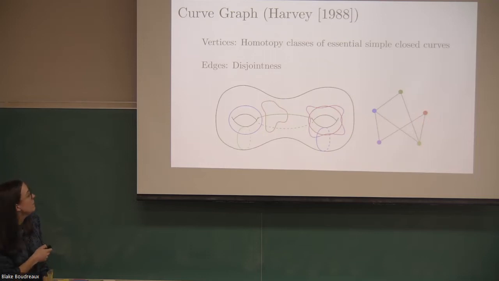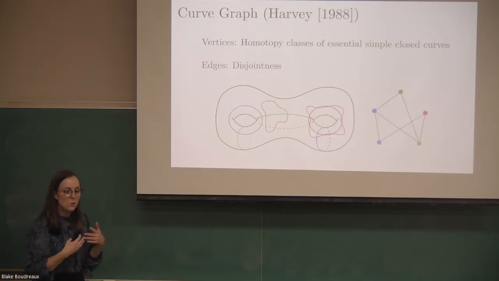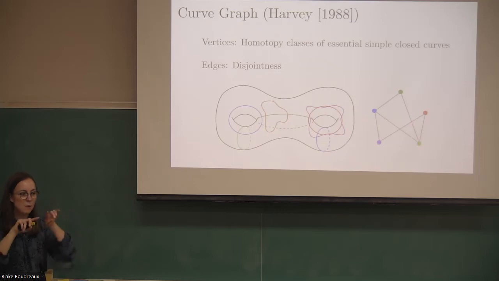And then I'm going to place edges between two vertices if I'm able to realize the curves disjointly on the surface. So what I mean when I say realize is if you just draw two curves on the surface, they might intersect a couple of times, but you might have these little bigons. But if you have a bigon, you can push them apart. Because again, we're taking everything up to homotopy.